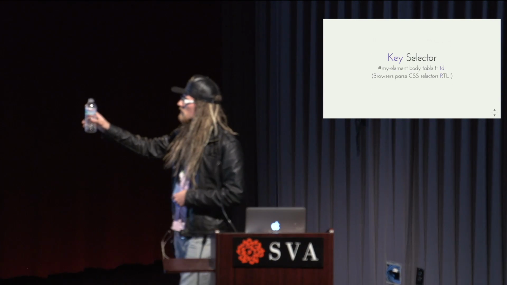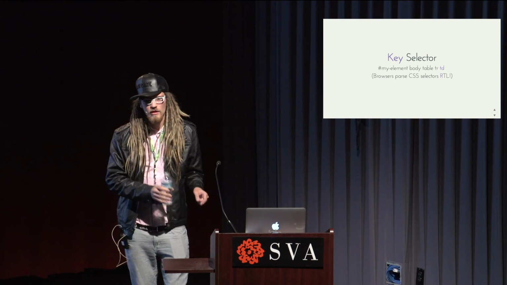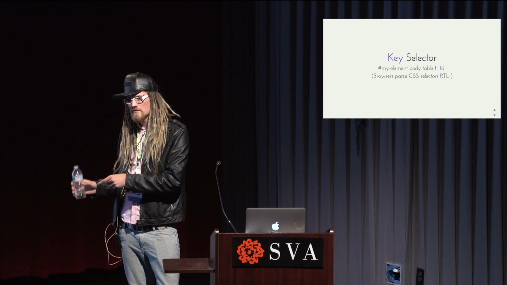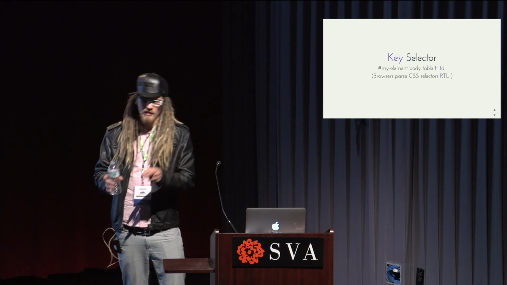So the selector on the very far right of the composite selector is called the key selector, because it is key to your performance. Something I didn't know until I did the full research on this talk is that browsers will parse your CSS selectors from right to left. The rightmost part of the selector is the most important piece of the selector, and then they'll run subqueries going left from there.